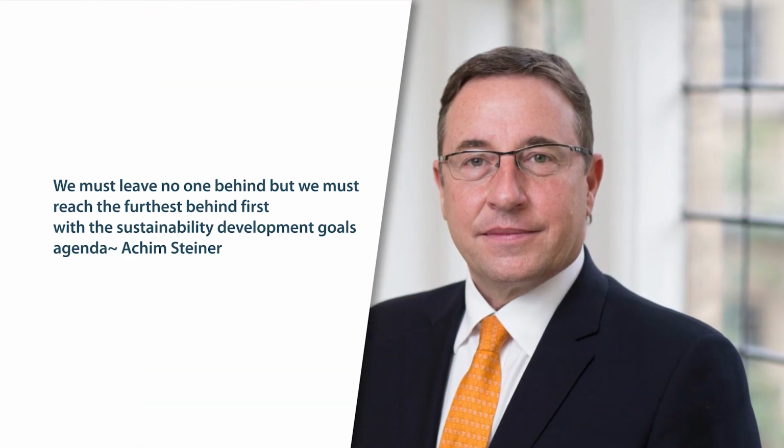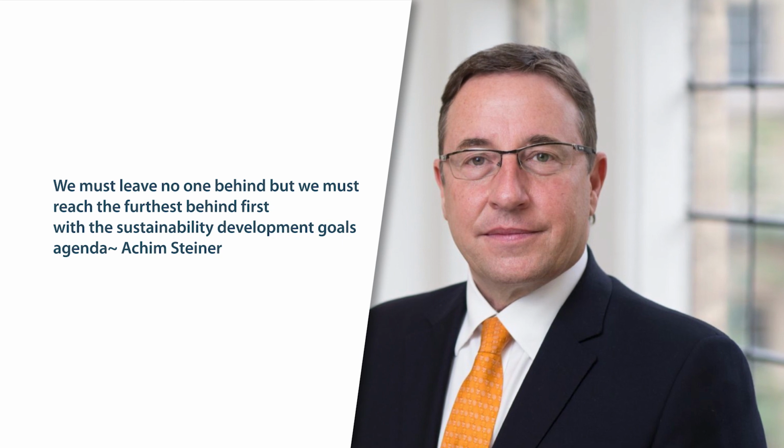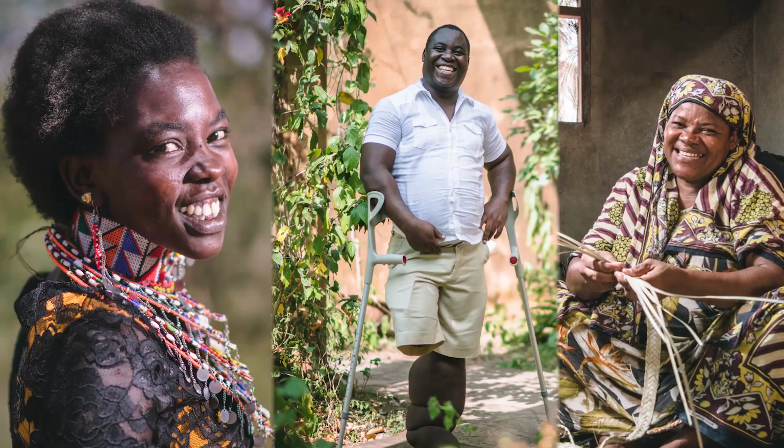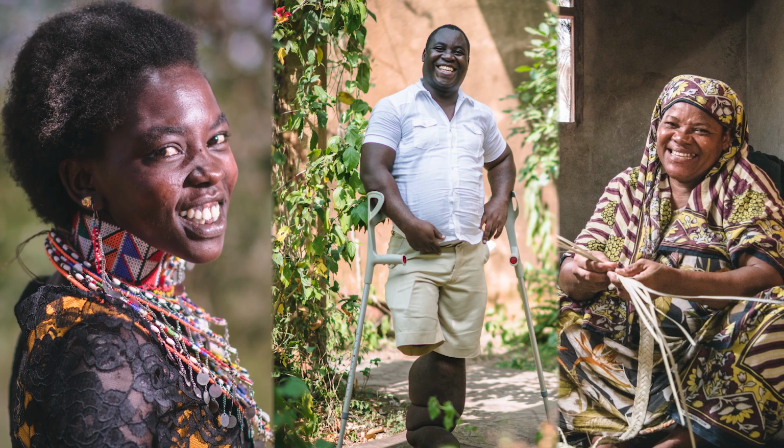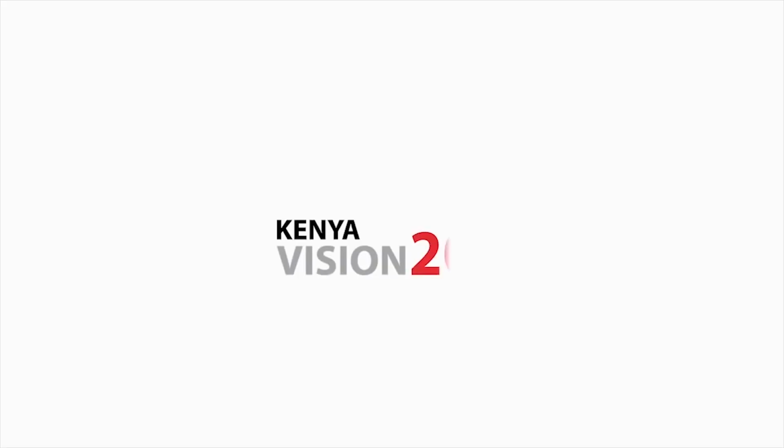The United Nations Development Programme country program document essentially reflects, first of all, the vision of the UNDP administrator, Achim Steiner. And he has said that we must leave no one behind, but we must reach the furthest behind first with the Sustainable Development Goals agenda. Kenya's Vision 2030 is precisely about that.